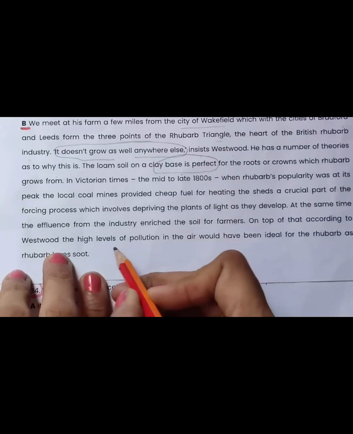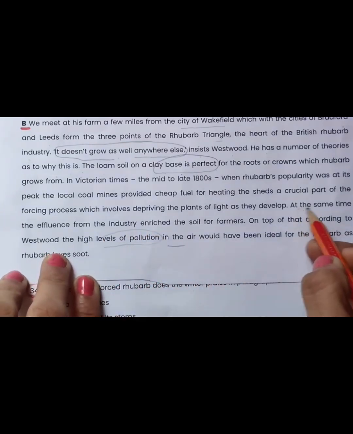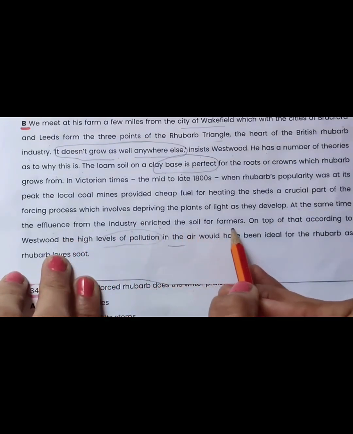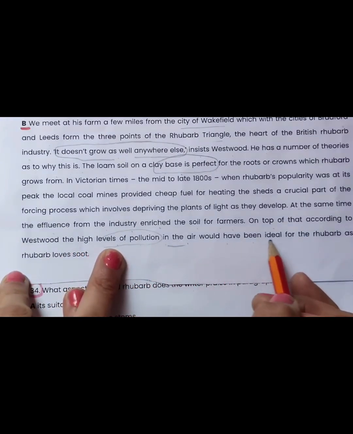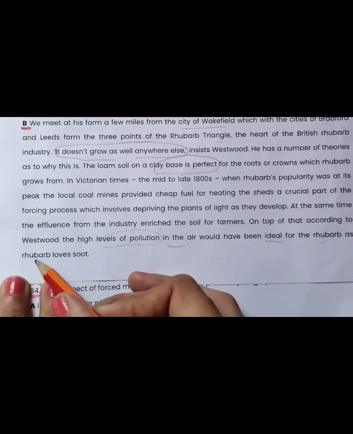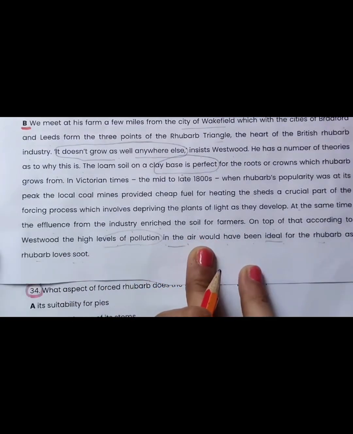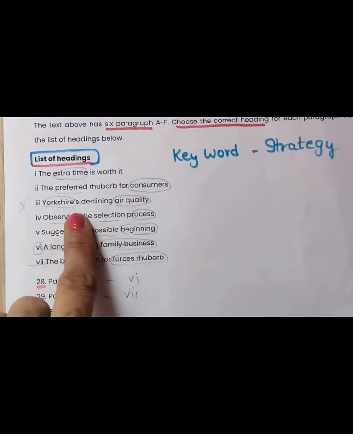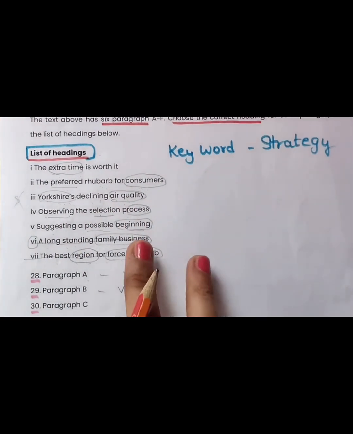Of course you will be confused with the level of pollution in the air. Okay, I will just tell. At the same time, the effluence of the industry enriched the soil for farmers. On top of that, according to Westwood, the high levels of pollution in the air would have been ideal for rhubarb, as rhubarb loves soot. Okay, but this is not denoting Yorkshire's declining air quality. They are saying something different for air quality.